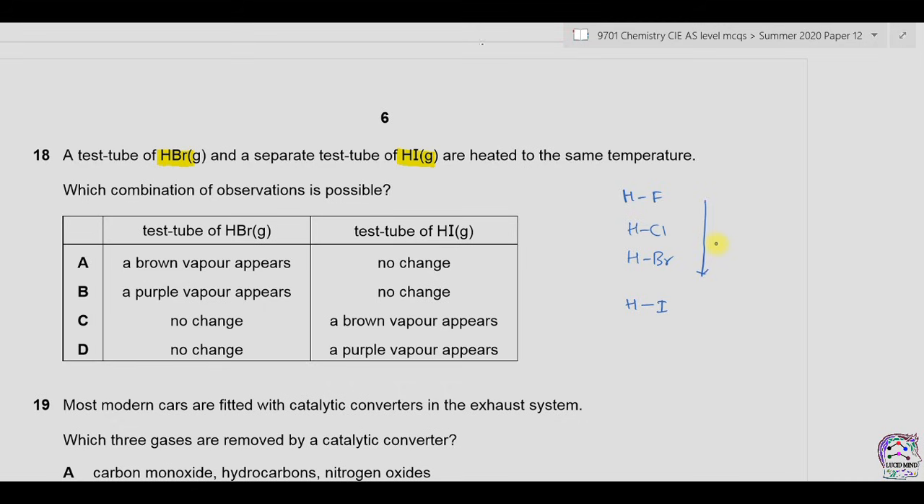The bond strength decreases. As the bond strength decreases, it is easy to decompose HI as compared to HBr. When HI is decomposed, it converts into hydrogen and iodine. The color of iodine is purple. Therefore, the only option that is correct is D.